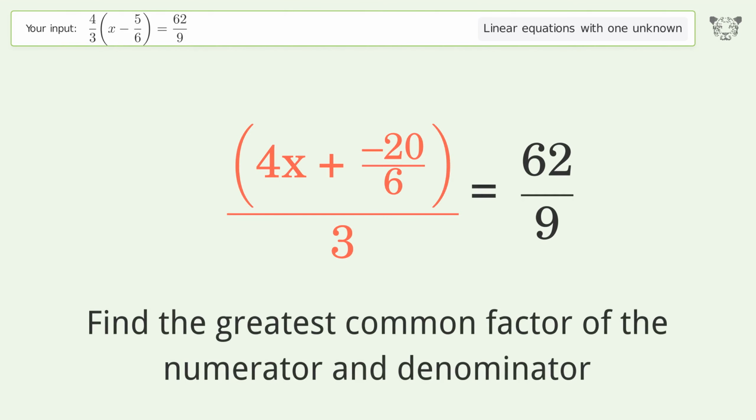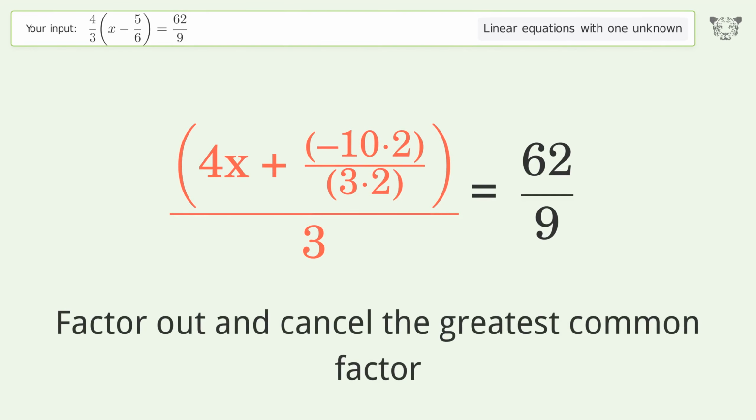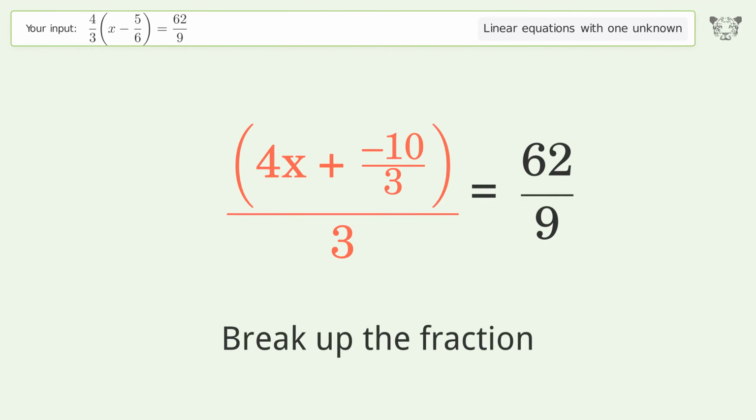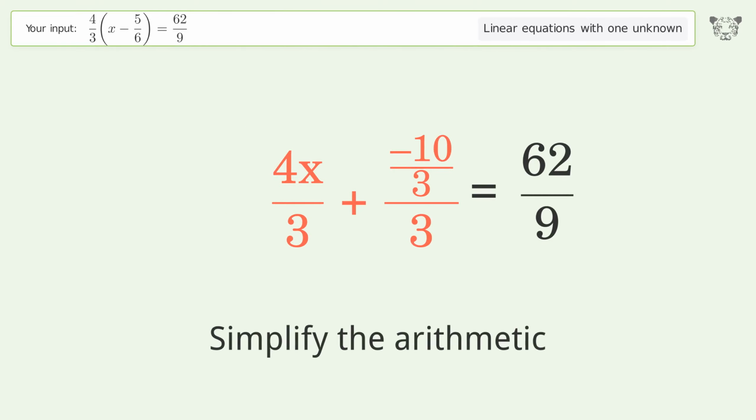Find the greatest common factor of the numerator and denominator. Factor out and cancel the greatest common factor. Break up the fraction. Simplify the arithmetic.